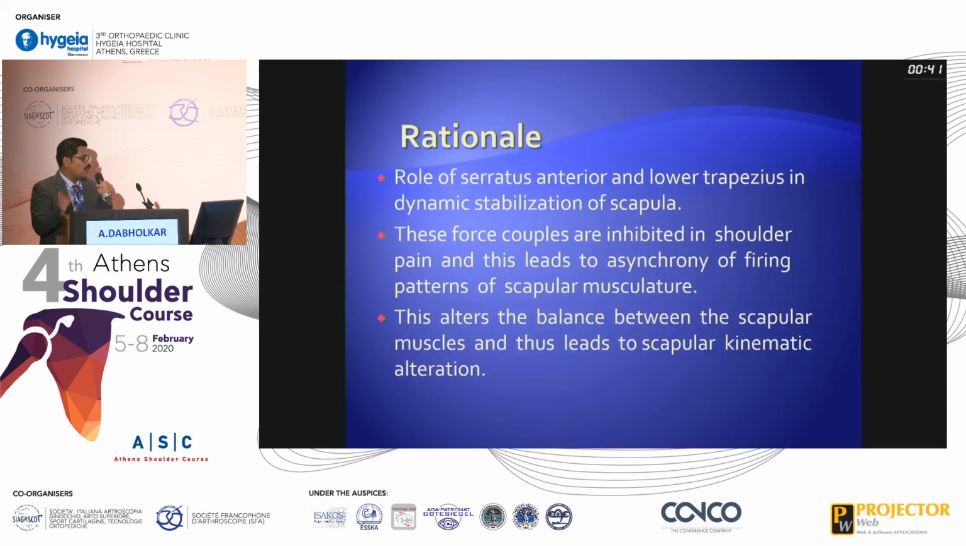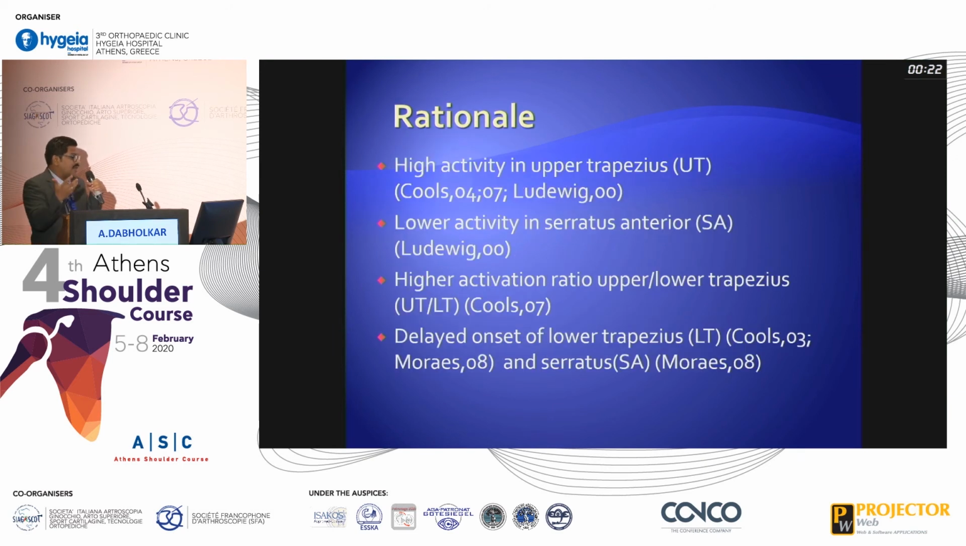What is the rationale? The role of serratus anterior and lower trapezius in dynamic stabilization of the scapula. These force couples are inhibited, and that's why there is asynchrony in the firing of the scapular muscles. This alters the balance between the scapular muscles and thus leads to scapular kinematic alteration. There is higher activity of upper trapezius, which we don't want, lower activity of the serratus anterior, higher activation ratios of upper and lower trapezius, and delayed activation of the lower trap and serratus anterior.